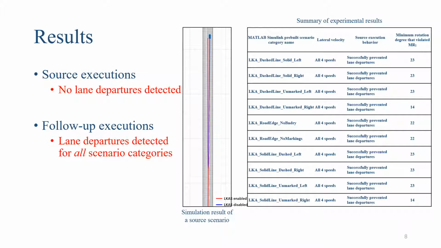Like this figure on the left, the predefined lane departures in blue at the design level were corrected by the LKAS in red during simulation. But when we simulate the follow-up scenarios, the violations of MR1 were immediately revealed. The table on the right provides a summary of the detected failures for all 10 scenario categories with all 4 lateral speeds. The LKAS couldn't prevent the Eagle car from lane departures with the so-called minimum rotation degrees that violated MR1, shown in the last column of the table.